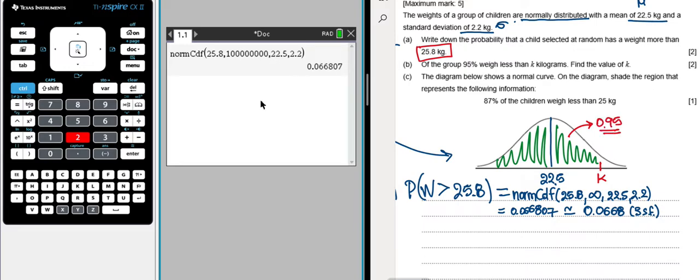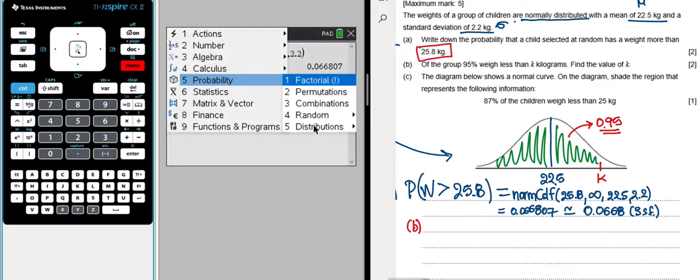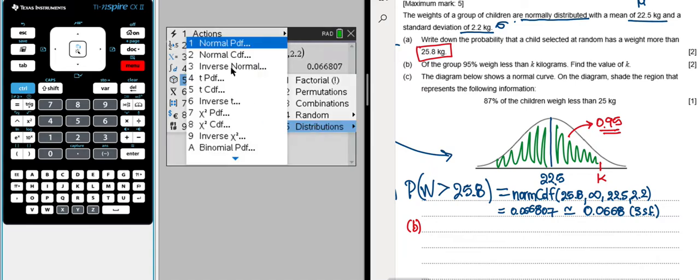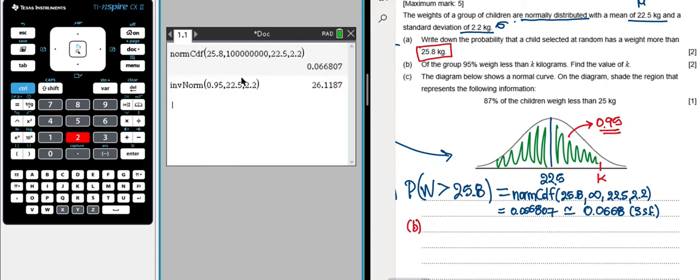And to calculate part B, I should use the inverse normal distribution because I have the probability, and I need to find the value of k. So I'm working backwards. So that would be now probability distributions and then inverse normal distribution. And now the area under the curve would correspond to 0.95. The mean is 22.5. The standard deviation is 2.2. And then once you press OK, you should get the correct answer.